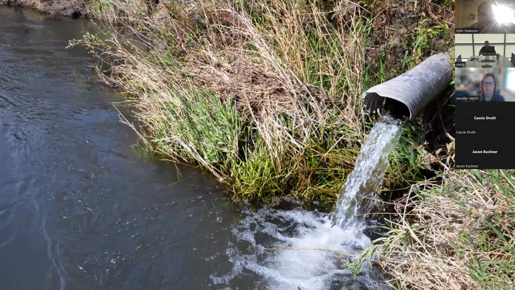So this is a tile outlet. This is an important thing: if you live in an agricultural area, or have ponds in an agricultural area, it's important to know, do you have tile drainage coming into your pond? Tile drainage is an important tool for growing good crops. It's a subsurface drainage. It's going to lower the water table in those crop fields.